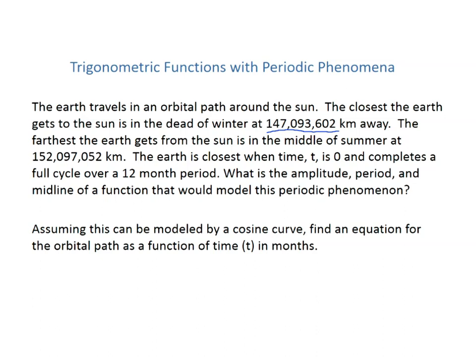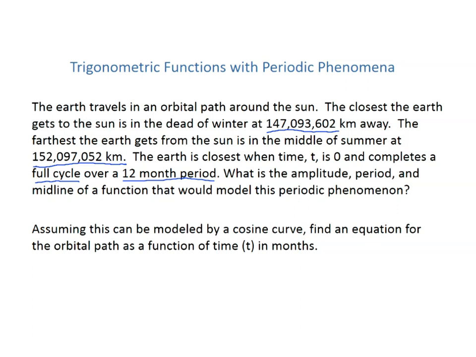Isn't it surprising that the closest we are to the sun is right in the middle of winter? The farthest the Earth gets from the sun is in the middle of summer at 152,097,052. The Earth is closest when time t is 0 and completes a full cycle over a 12-month period. What is the amplitude, period, and midline of a function that would model this periodic phenomenon?